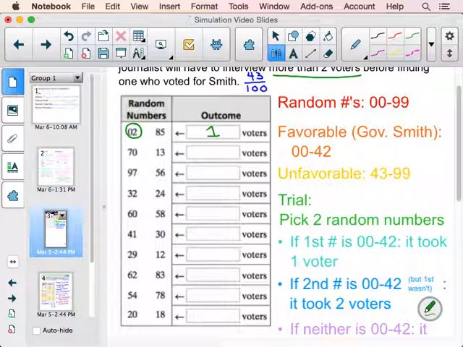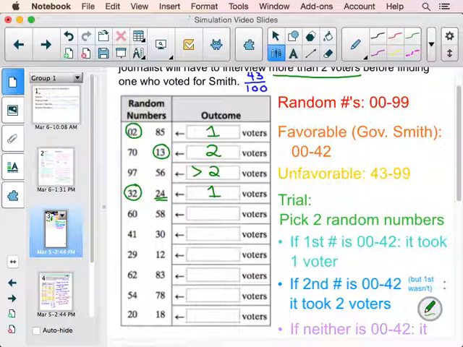On the second trial, we've got 70, which is a vote for someone other than Governor Smith. And then we've got 13. Well, that's between 00 and 42, so this is a representation of the second voter picking Governor Smith. So it took us 2 votes before we got a vote for Governor Smith. On the third trial, 97 is not for Governor Smith, neither is 56. It might happen on the third or the fourth or the fifth pick, but right now we know it's going to take greater than 2 votes. On the fourth trial, 32 is a vote for Governor Smith. So is 24, but it doesn't matter. It only took us 1 voter to get a vote for Governor Smith.